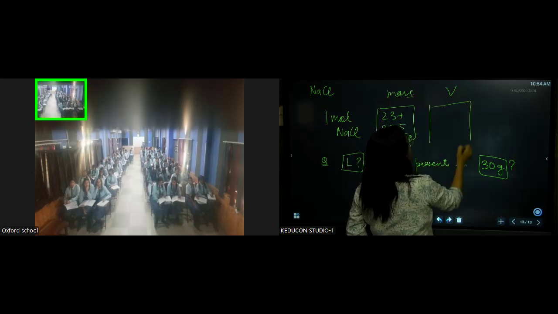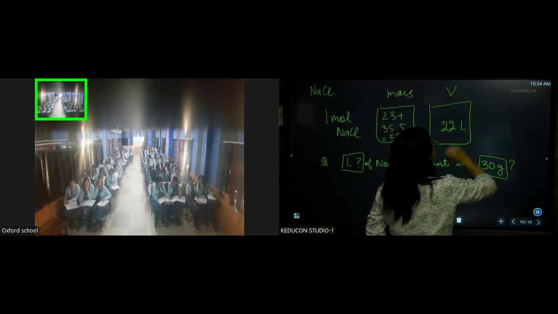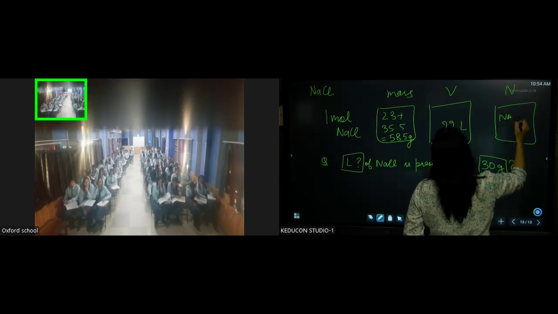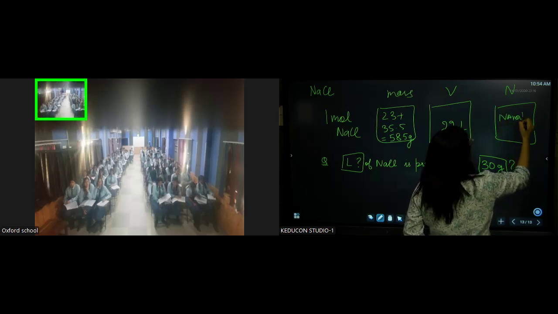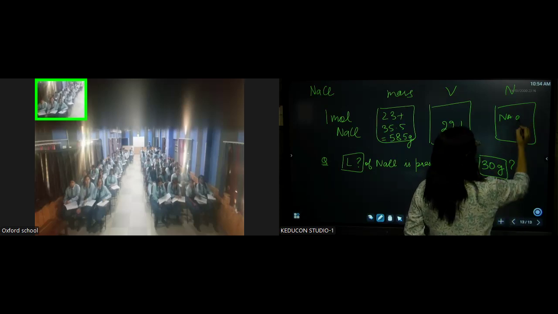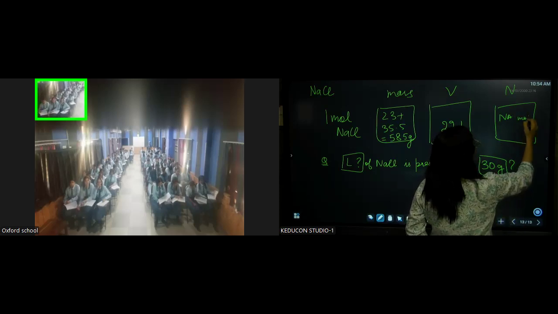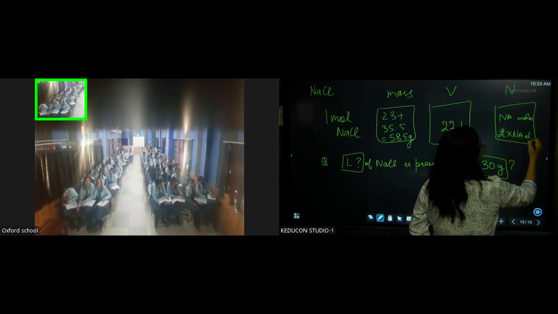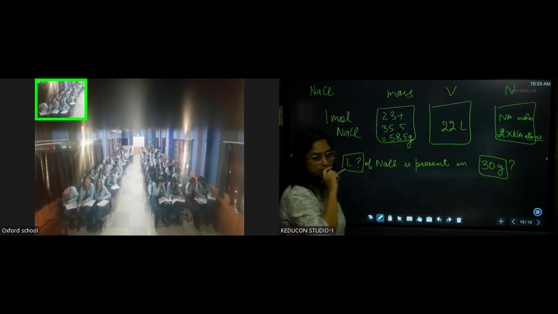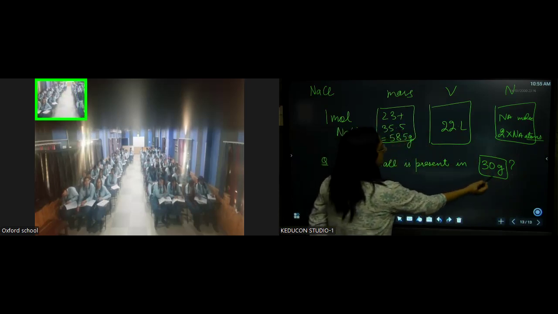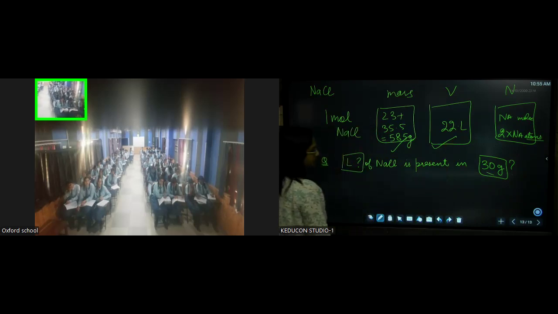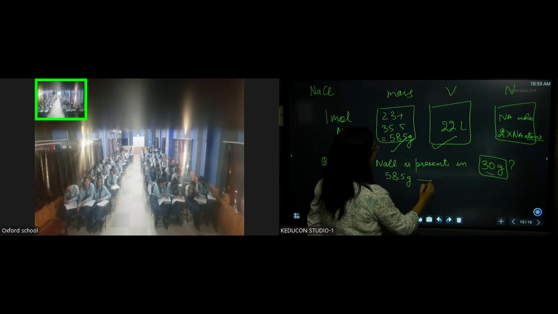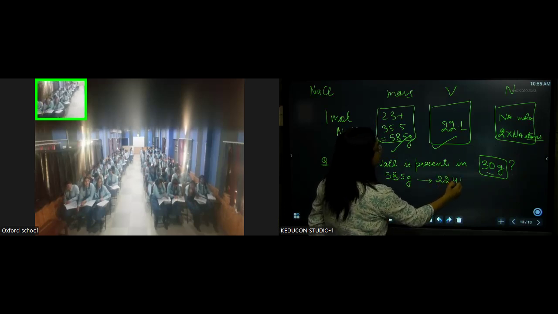Volume 22.4 liters. And number, Avogadro number of molecule, or 2 into Avogadro number of atoms. But this time we are not asked about number of atoms. We are asked about mass and volume, right? So 58.5 grams will have 22.4 liters of volume.